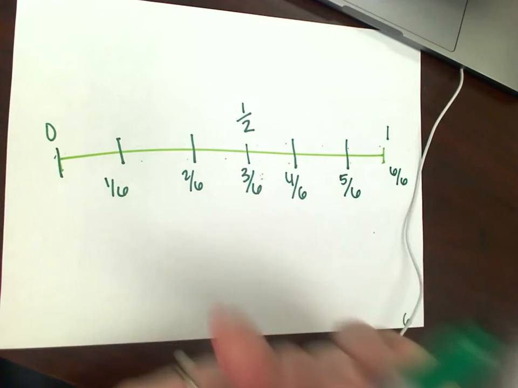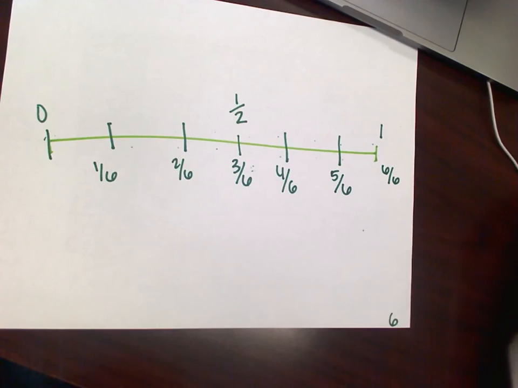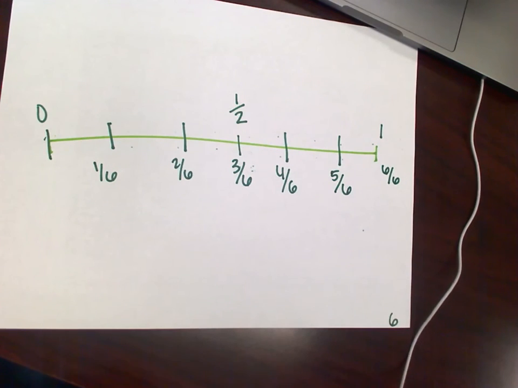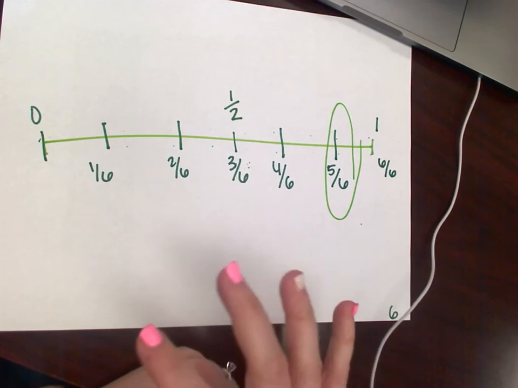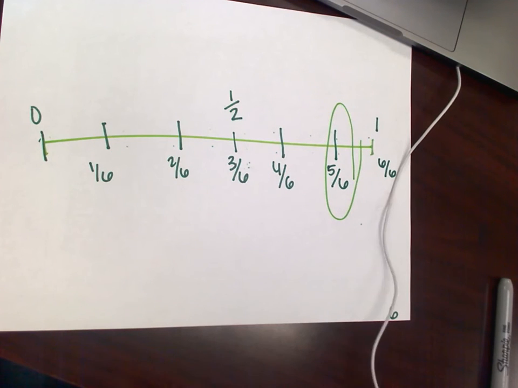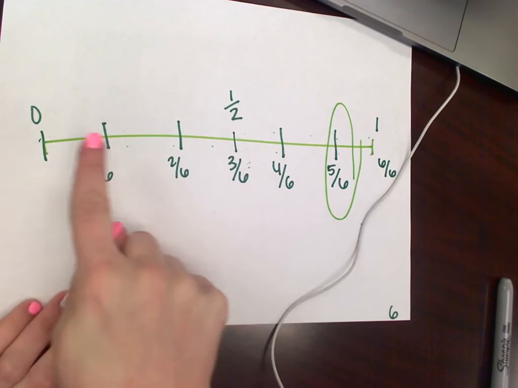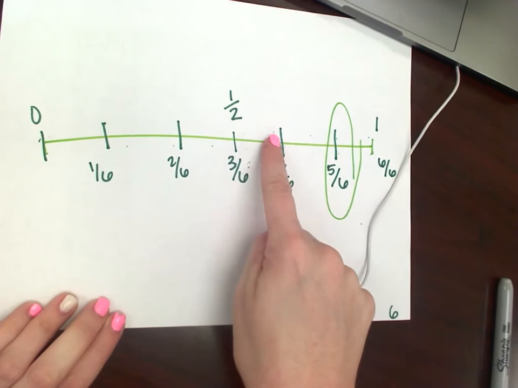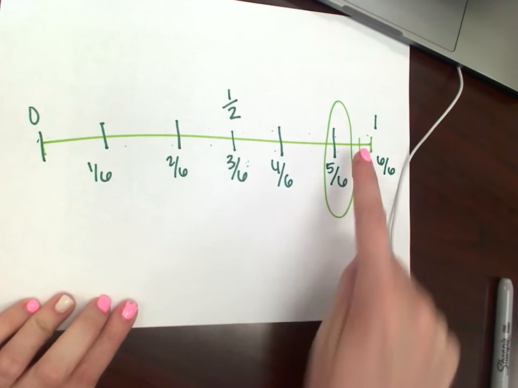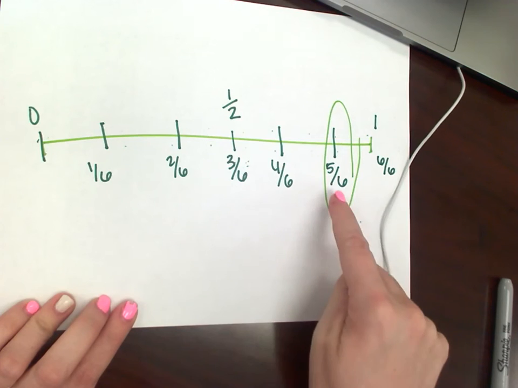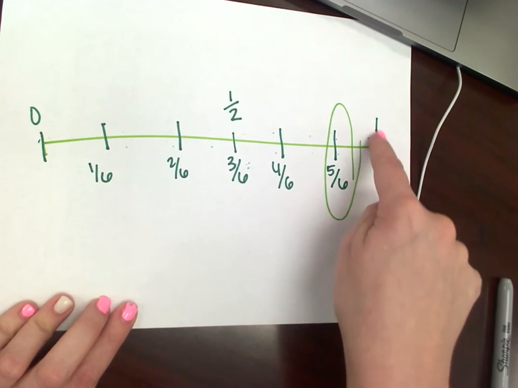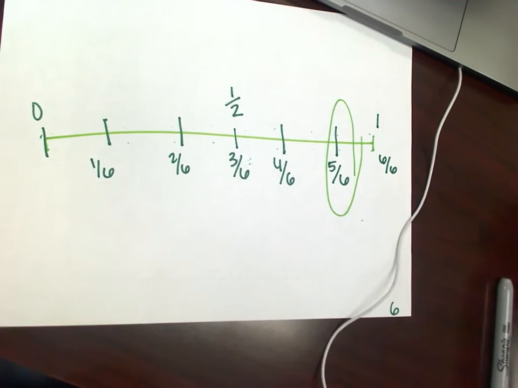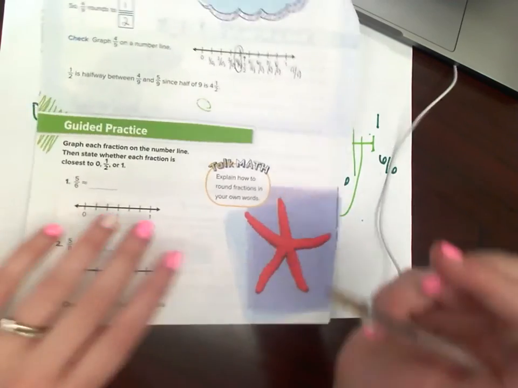All right, my question was asking me about 5/6. Let's find where I wrote 5/6 on the number line. Right here. Now let's decide. 5/6 is closest to what? 0, 1/2, or 1? Clearly it's closest to 1, right? It's almost 6/6, which is 1 whole. So 5/6 is closest to 1.